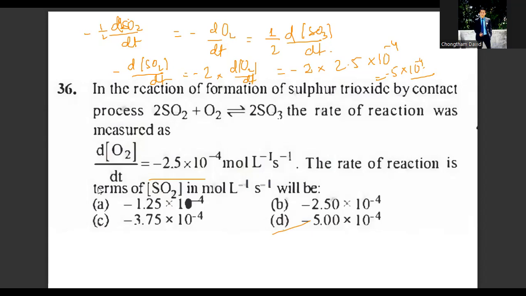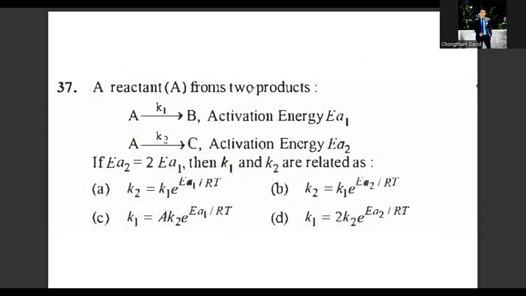I hope it is understood. Let's read question number 37. A reactant A forms two products. These are elementary reactions with activation energies Ea1 and Ea2. And if Ea2 is equal to 2 Ea1, then k1 and k2 are related as. This is an interesting question, a very important question. You can mark it down.